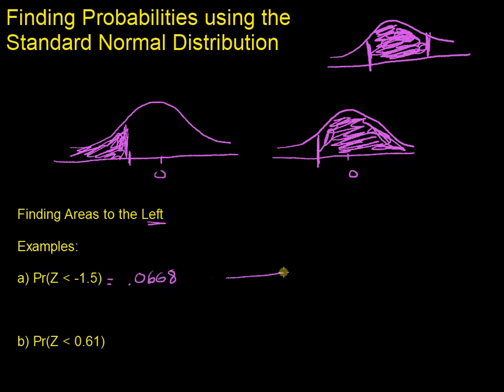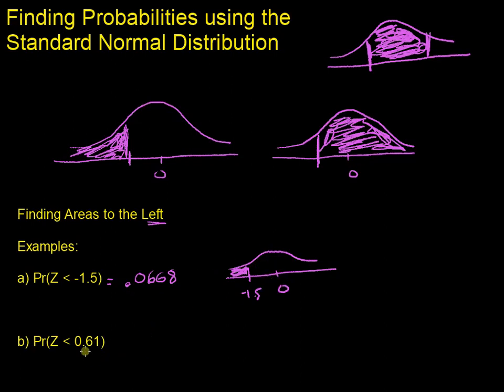It's always a good idea to draw these to make sure your answer makes sense. So here's 0, here is negative 1.5, and what I just found was this little tiny area over here. So it makes sense that that would be some really small number, definitely a number that's less than half, less than 0.5.